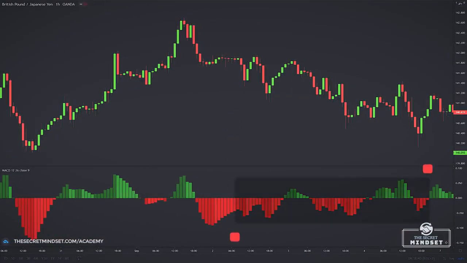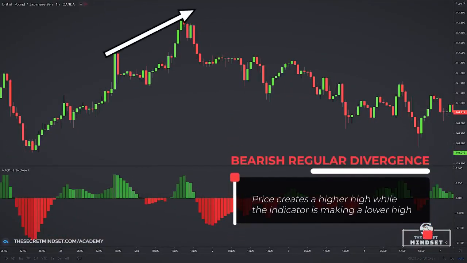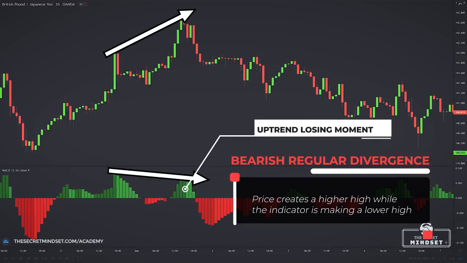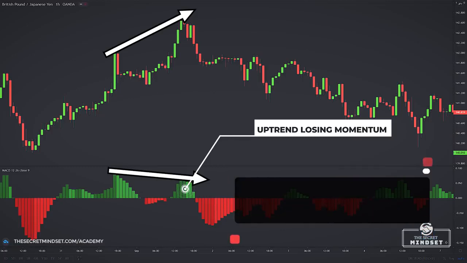Bearish divergences are used to trade a change in direction from an upwards move to a downwards move. They occur when the price creates a higher high, and at the same time the indicator is making a lower high. In this case, MACD is not following the price up, suggesting the move higher is weakening and losing momentum, resulting in a possible move lower.